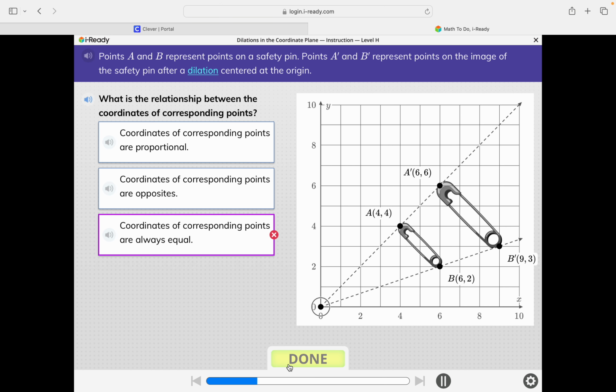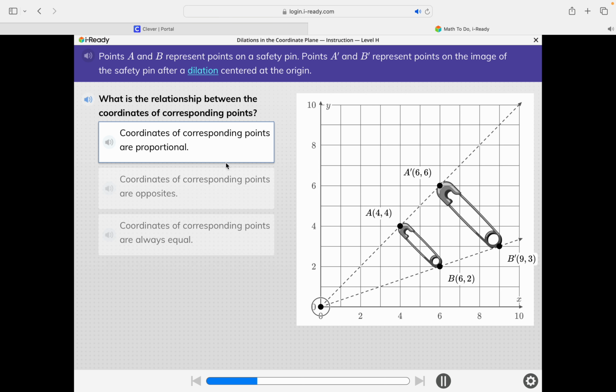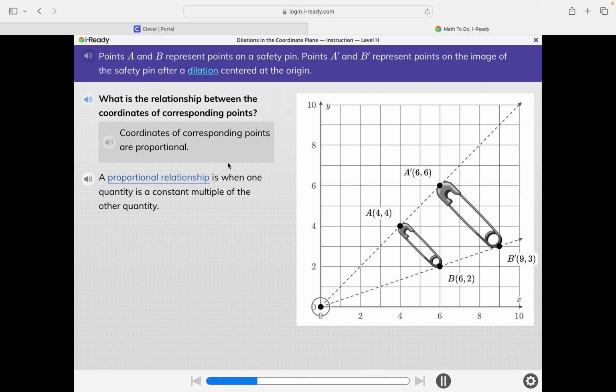Okay. In a dilation from the origin, read. Coordinates of corresponding points are proportional. A proportional relationship is when one quantity is a constant multiple of the other quantity. This relationship is proportional because the dilated coordinates are always 3/2 times the original coordinates. Yeah, 3/2 times. Right? Now we understand.